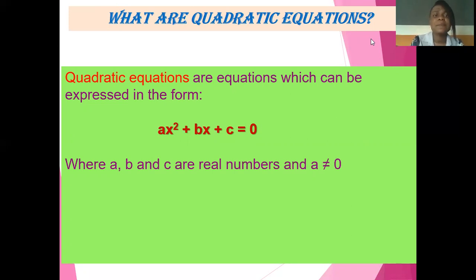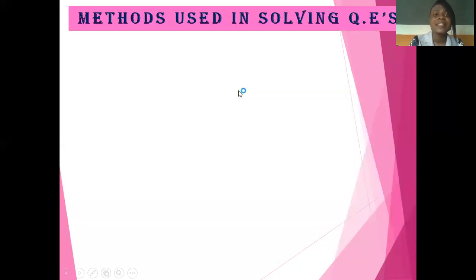Now, let's move on. What are the methods that we can use to solve these equations? That's what we want to discuss today, actually. What are the methods we can use? We're not able to cover all of them, but we'll try to do as many as we can, okay? So let's look at them.